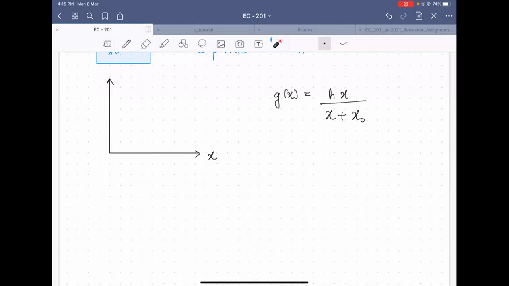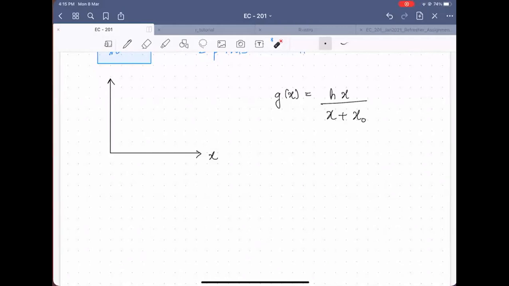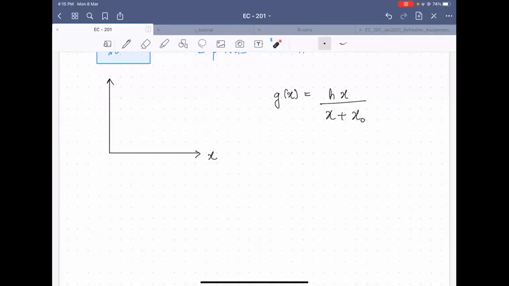So how do I plot this? Somebody said that we should look at the domain and range. So what all values can x take? Somebody has to answer it. All real values minus x naught. Yeah, exactly.